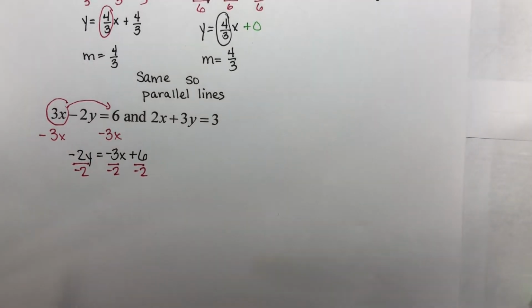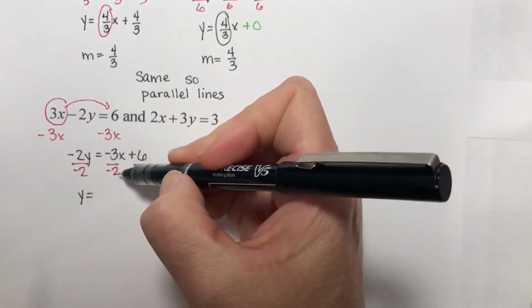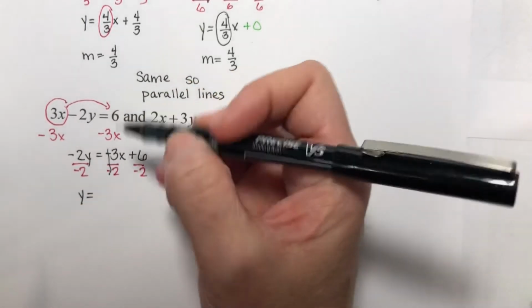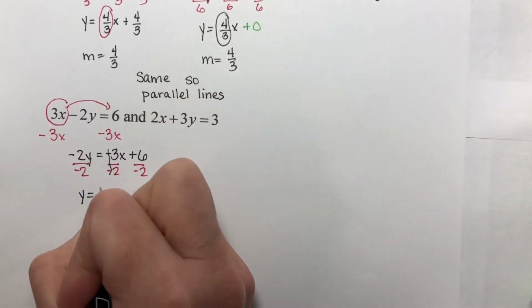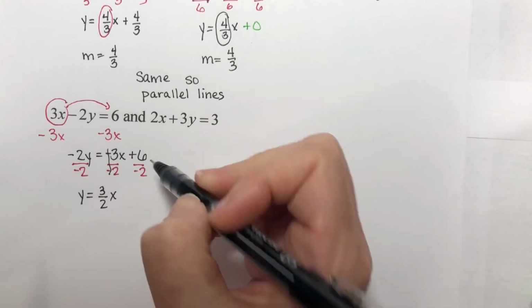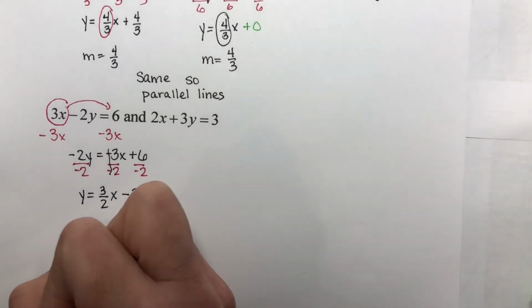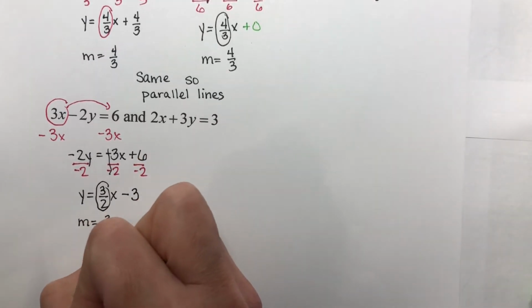And now let's simplify this. Y is equal to negative 3 over negative 2. That's a double negative, so we cross those all out, or you do the division and you get a positive answer. So this is 3 halves x, and 6 divided by negative 2 is negative 3. So what is my slope of the first line? It is 3 halves.